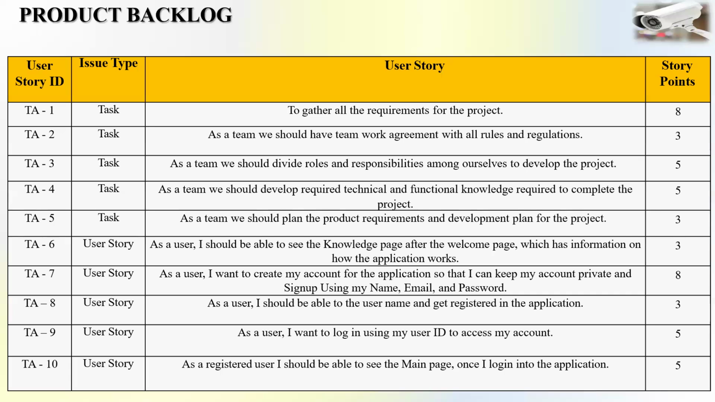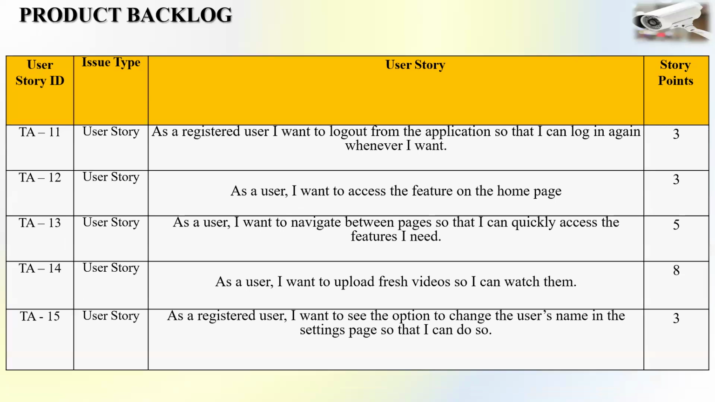And for the last user story, as a user, I should be able to see the main page once I log in to the application. For that, we have given 5 story points. So as a registered user, I want to log out from the application so that I can log in again whenever I want. For that, we have given 3 story points.